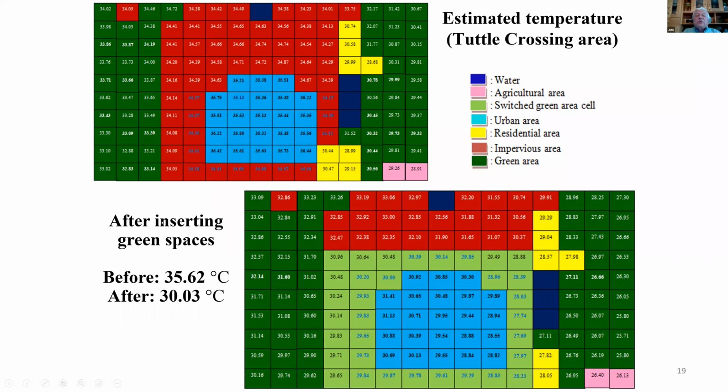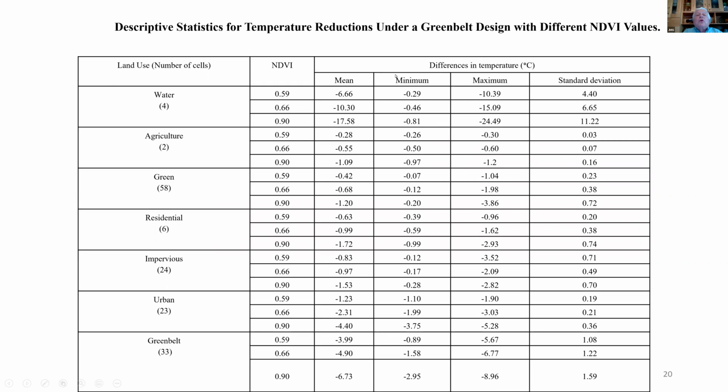All right, so this was the first part of the research, and here that table kind of shows different levels of vegetation in this green belt and the resulting change in temperature.